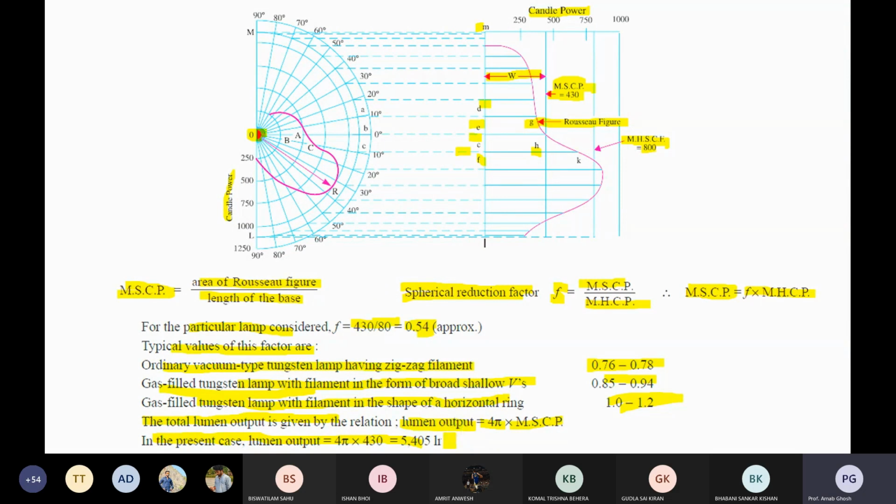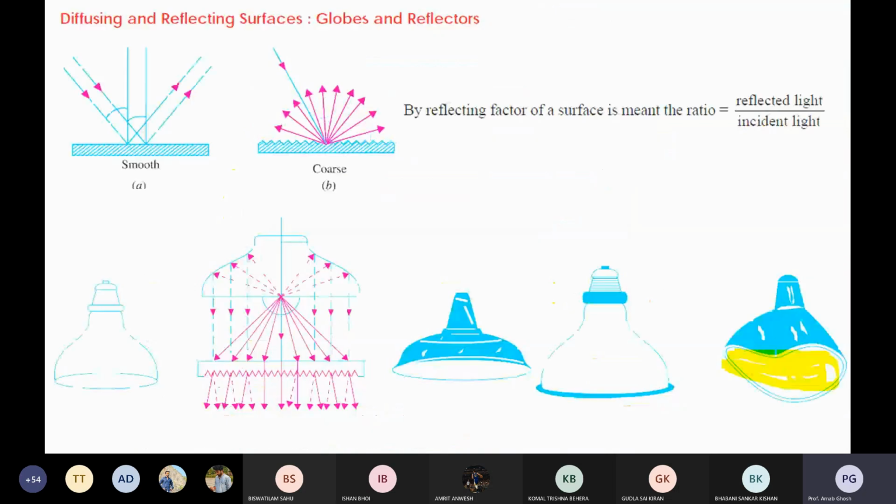Okay, so next one is your diffusing reflecting surface. There is a lot of write-up on it, so I am not going to take that one. Basically, you know the basic laws of reflection. Refraction is not considered here. Basically, you are using a reflector, so you should consider that there is no reflection.